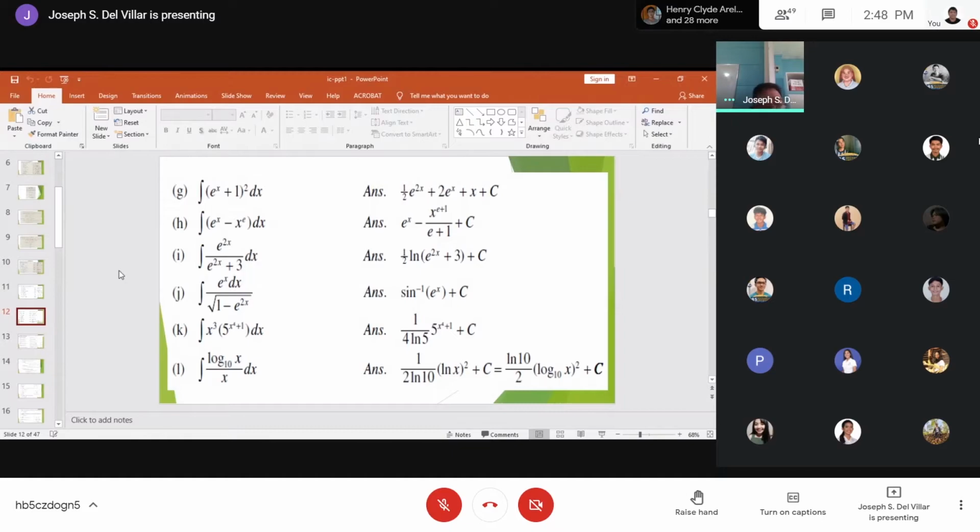Okay. Nakuha na yung letter K kung bakit ganun yung answer. Now, the answer, pwede nyong isimplify yan. Dapat yan, 5 raised to the x to the 4th plus 1 all over 4 ln of 5 plus c. Or, that is 5 raised to the x to the 4th plus 1 all over natural log of 5 raised to the 4th plus c. Pwede nyo rin gawin yun. Okay? Okay, so what did you do sa letter K?